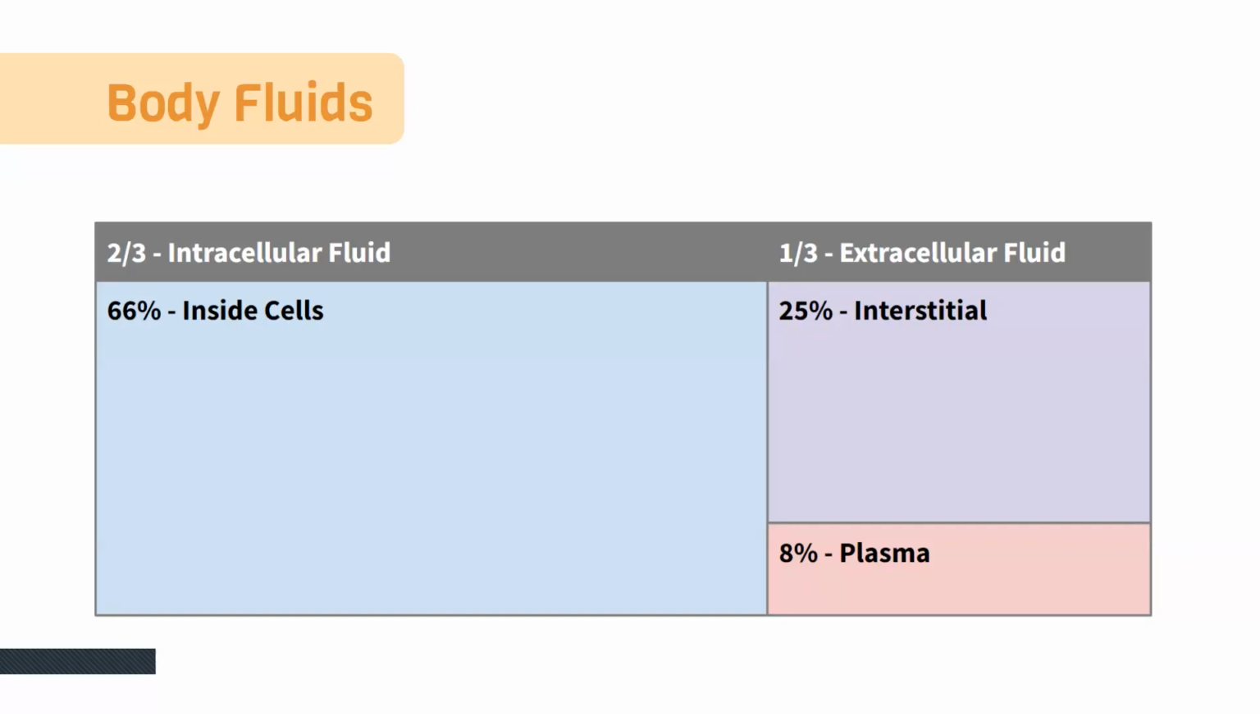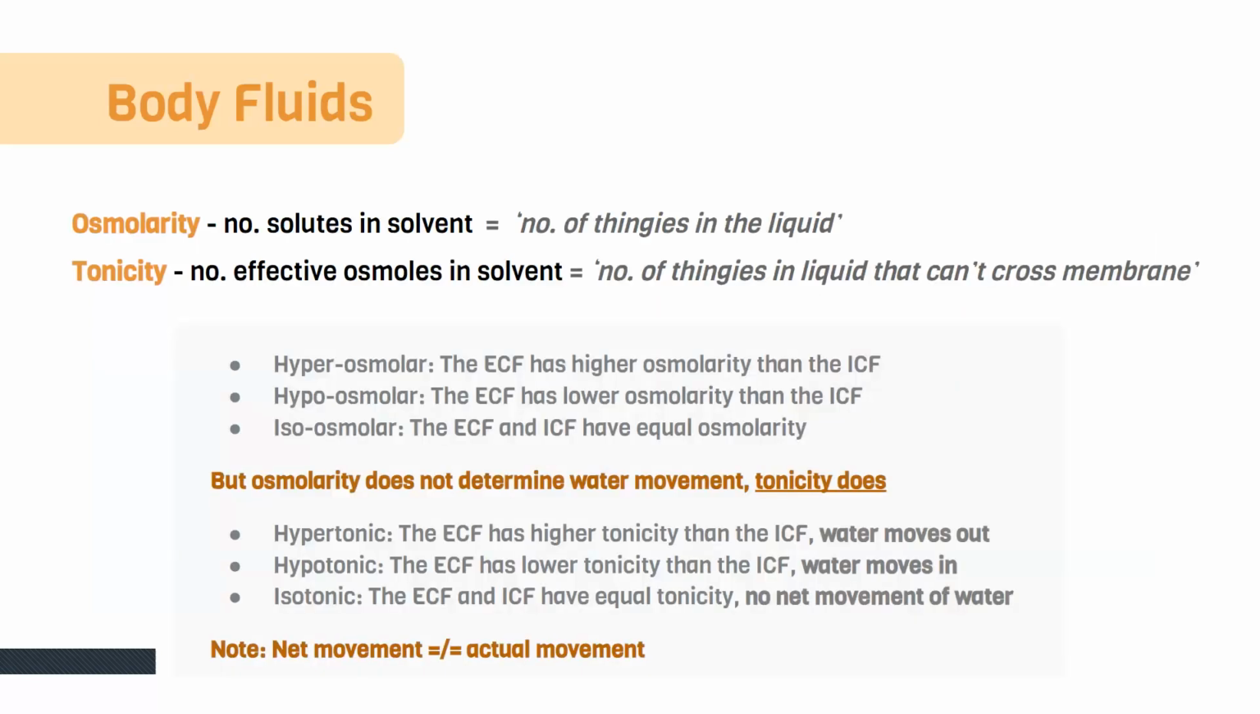Very basics of it. So two thirds of your body fluid is intracellular fluid. So that is fluid that is found within your cells. One third of it is extracellular fluid, so you find it outside. And a quarter of that one third, so one twelfth of your total body fluid, is found in plasma. And the remaining three quarters of it is found within your interstitial fluid. So interstitial is between the cells, whereas plasma is found in the blood.